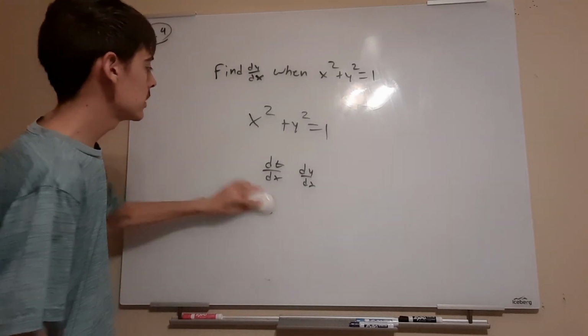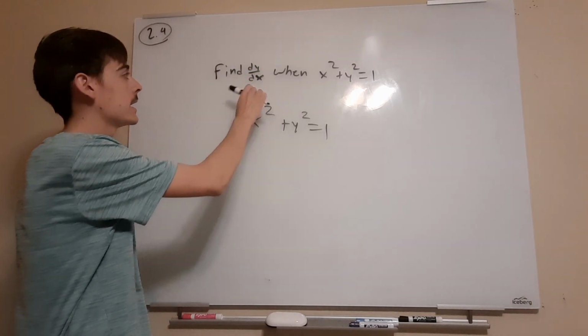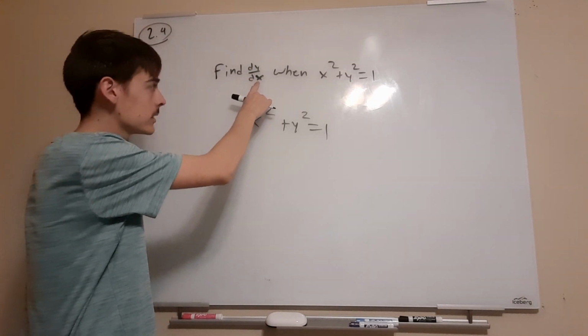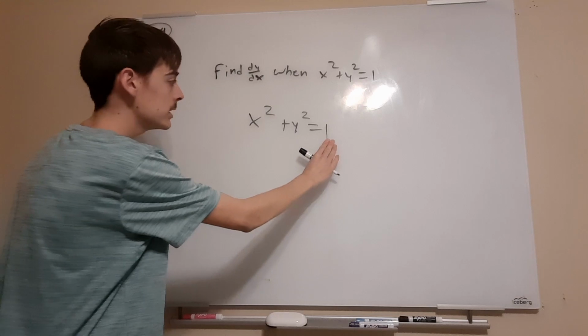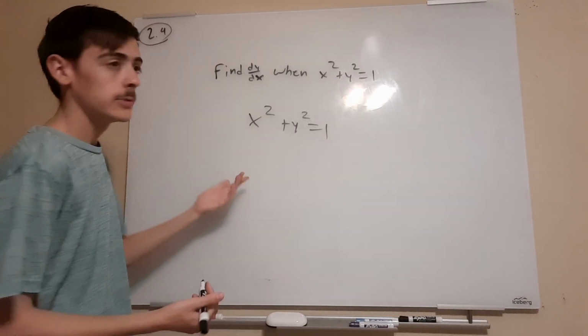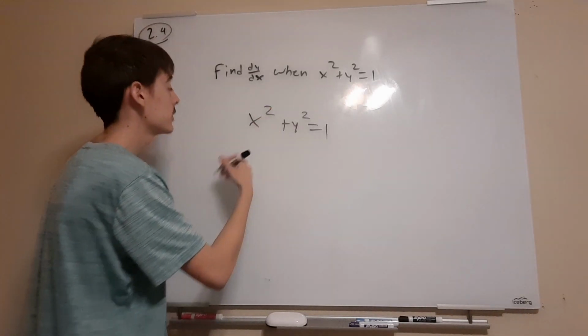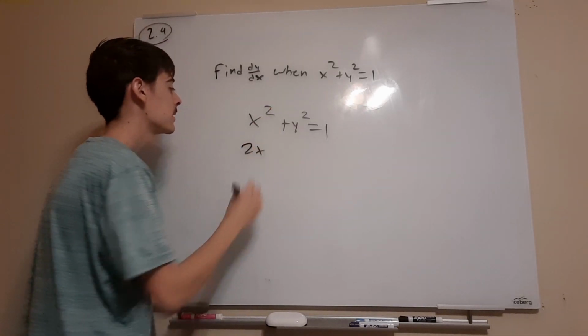So if we go back to our original, we have dy dx, and the second letter in the denominator is x. So for our equation, we're going to treat x like a variable. And that means if we're treating it like a variable, we can just differentiate it normally. So differentiating x squared, we will get 2x.